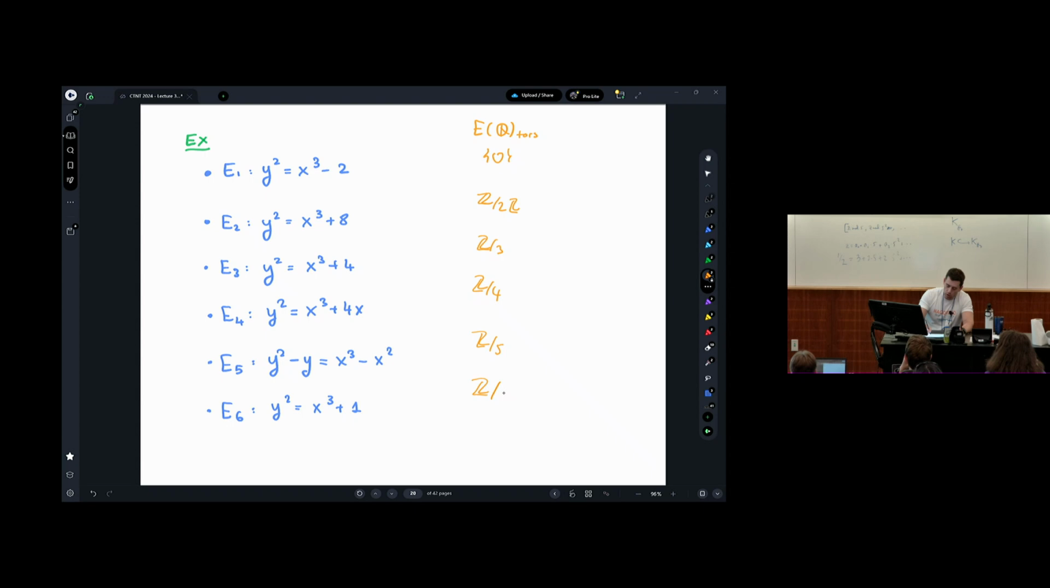And here is Z modulo 6. So these are examples of elliptic curves whose torsion is Z modulo 1, 2, 3, 4, 5, and 6. So once you start seeing this, you might wonder, okay, what torsion groups are actually possible as I go over all the elliptic curves over Q?